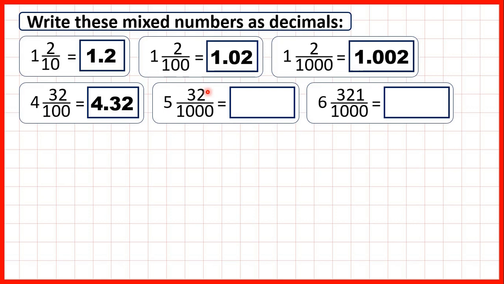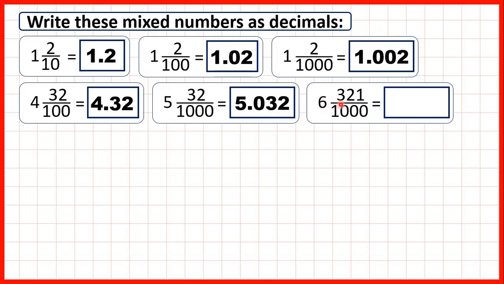Now, 5 and 32 thousandths. The denominator of 1,000 tells us that this time we can only have 3 digits after the decimal point. So we write 5 and 32 thousandths as 5.032, because then we have 3 digits after the decimal point, so we're not going beyond our thousandths place value, but the 3 gets pushed over into the hundredths place.